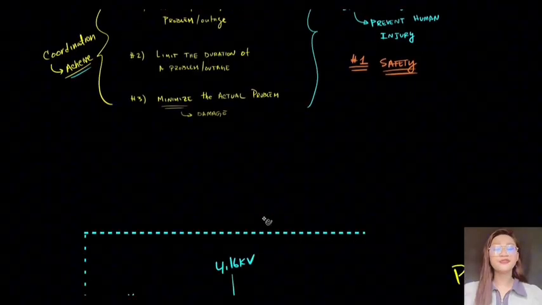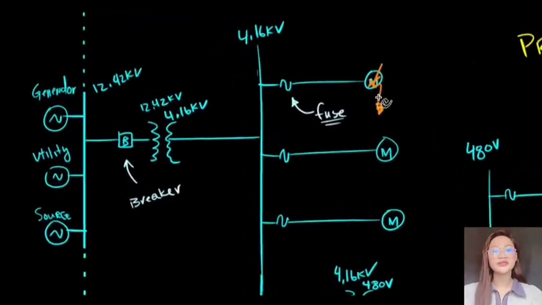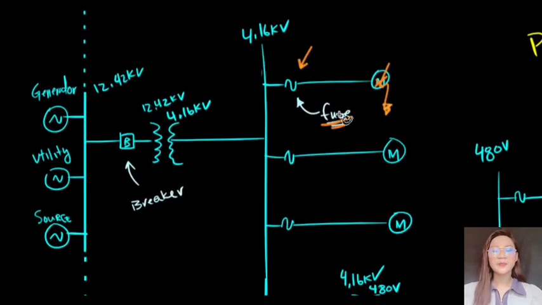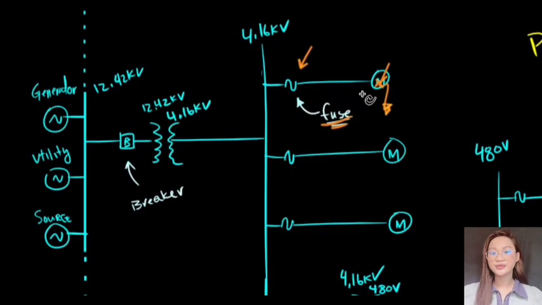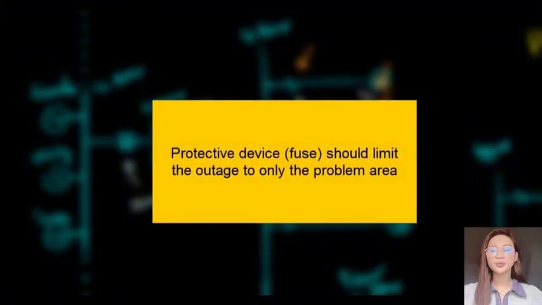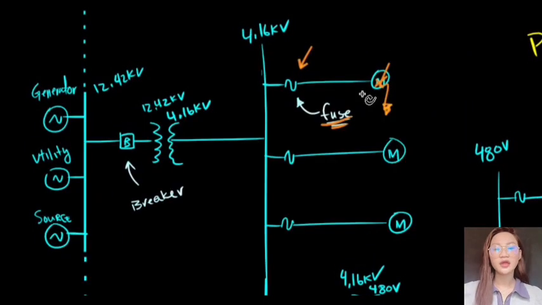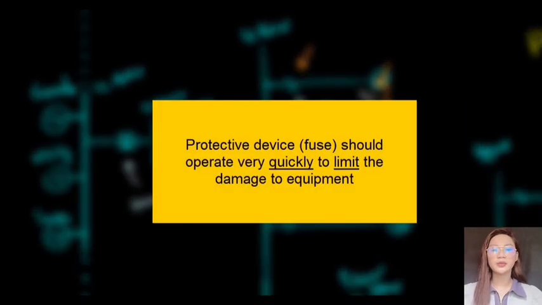Suppose that we had a fault or any sort of problem on this motor. We should expect this fuse right here to, number one, reduce the exposure of this problem. So reduce the problem area, and it should also isolate the problem area. Number two, it should limit the duration of the problem or the outage. And number three, it should minimize the problem.